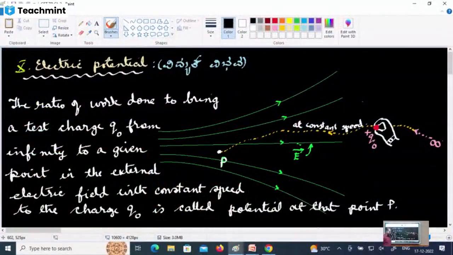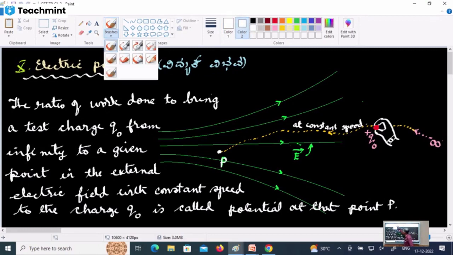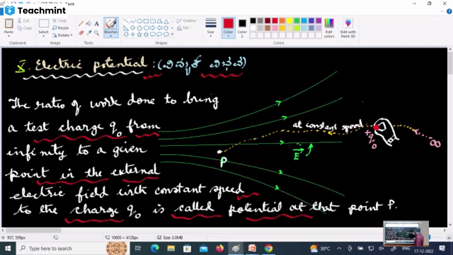Okay, let us quickly learn some of the important aspects, some of the important points about electric potential topic. First, let us understand what is meant by electric potential. Electric potential ಅಂದ್ರೆ ಏನು? ವಿದ್ಯುತ್ ವಿಭವ ಅಂತ ಕನ್ನಡದಲ್ಲಿ ಕರಿತೀವಿ ನಾವು. ಹಾಗಂದ್ರೆ ಏನು? The ratio of the work done to bring a test charge Q0 from infinity to a given point in the external electric field with constant speed to the charge is called the potential at that point.